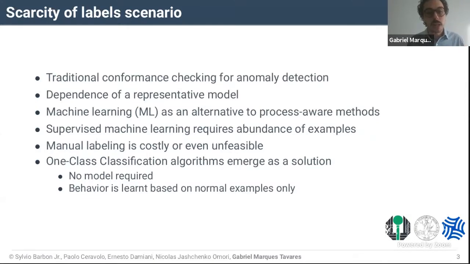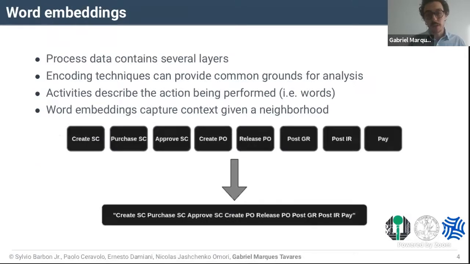So we don't need anomalous examples, or labels for anomalous traces, to detect anomalies. But of course, the one-class classification algorithms by themselves are not enough. We do also need a self-supervised encoding technique in order to provide good encoding vectors or descriptors of our traces. And as we don't have labels, it needs to be self-supervised.